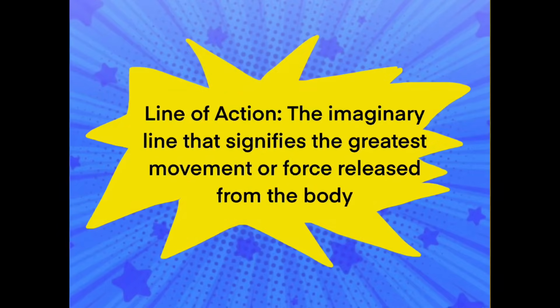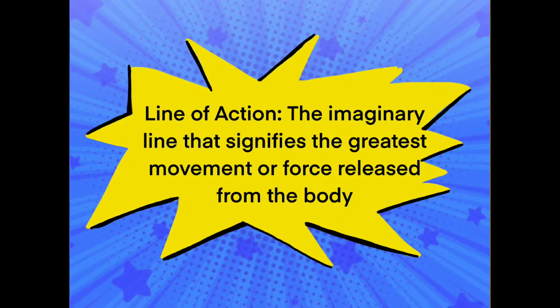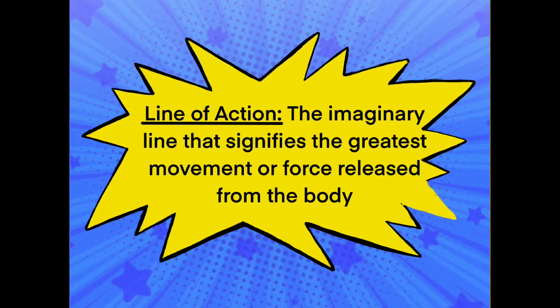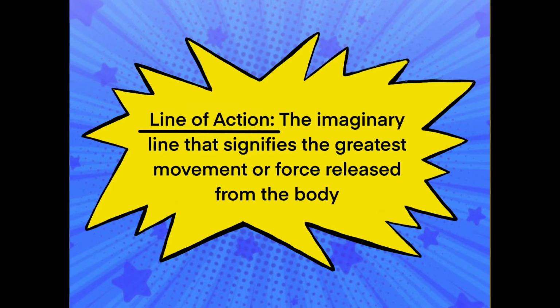Alright, so just to recap, remember that the line of action is the imaginary line that signifies the greatest movement of force released from the body. There are usually one to two lines of action within a pose, and they can be concave, convex, or an S-curve.